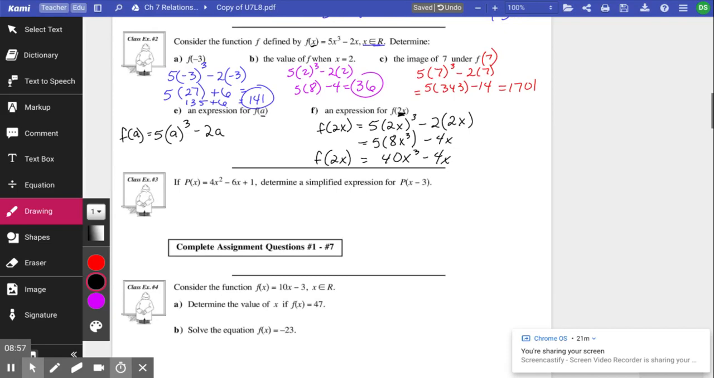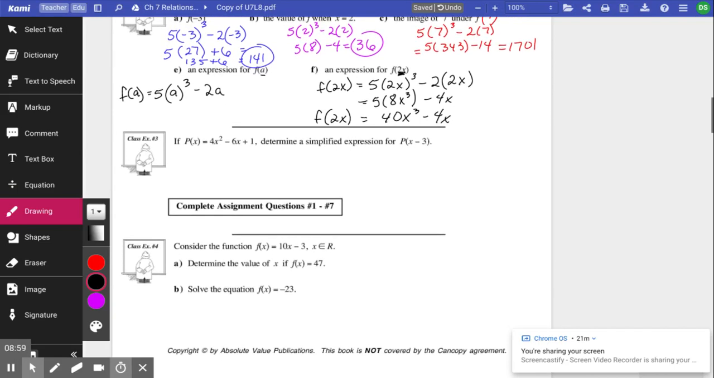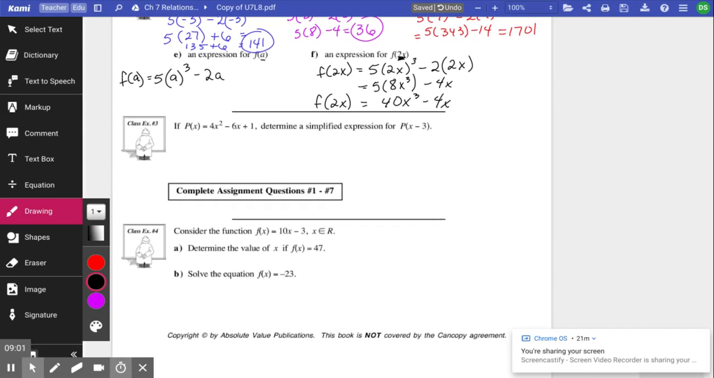All right, now we're going to get a little more complicated here. Keep in mind that you have a machine. This one is called P, and you're going to put some stuff into that machine. This machine says 4 times the input squared minus 6 times the input plus 1. This time our input is quite complicated. It's x minus 3. So copy down everything that you see in the P machine and do to the input what you're going to do to x minus 3.